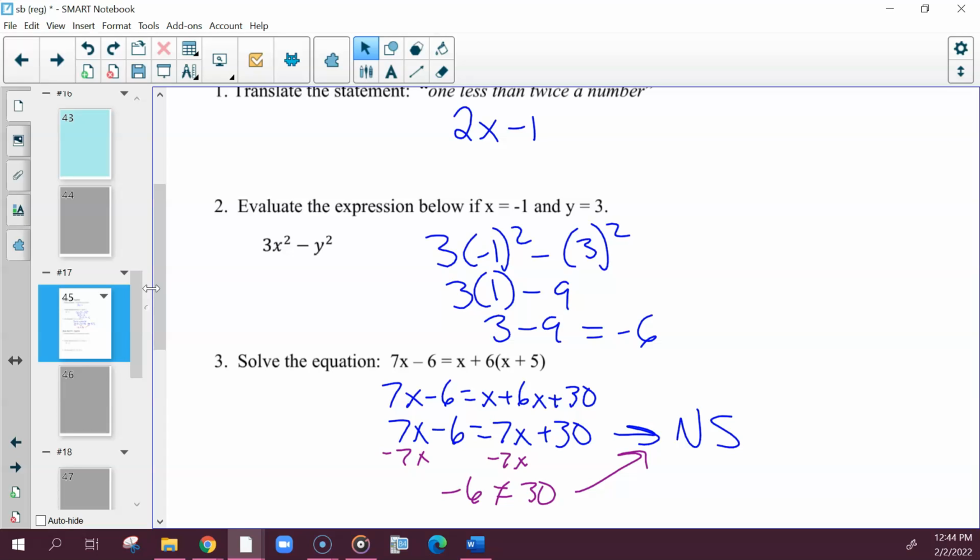So 3 times negative 1 squared minus 3 squared, make them both whatever that would be squared. And then 3 minus 9 is negative 6. Questions on that one?